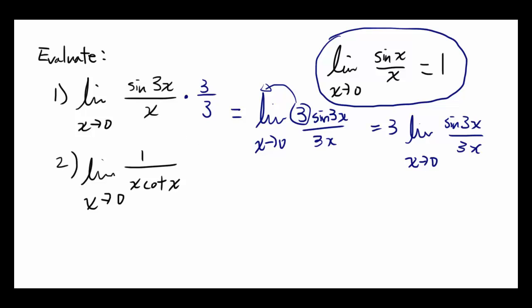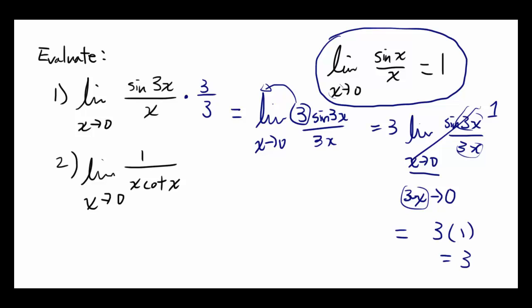Something you can realize in this case is that if x is approaching 0, 3x has to also approach 0. So you can think of this limit as being the limit as 3x is approaching 0 of sine of 3x over 3x. And since we have 3x in every single place, there's 3x here, 3x here, 3x here, we can think of this as being 1. So this limit is going to turn out to be 3 times 1, or 3.